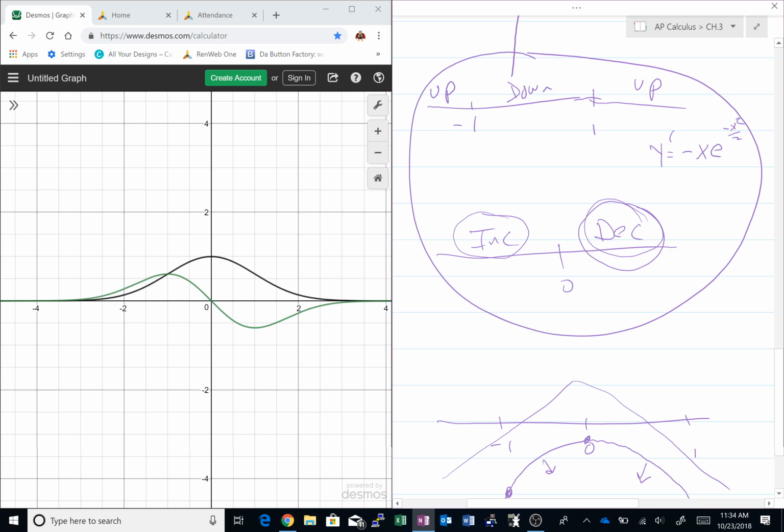All right, so that makes sense, right, guys? Right at this point, you can see how it changes concavity, and you can see how the first derivative is increasing and then decreasing. Okay? All right, more practice here.